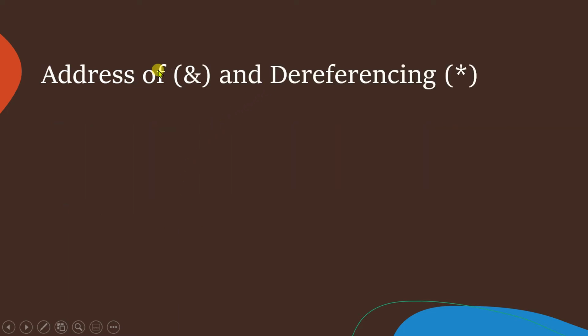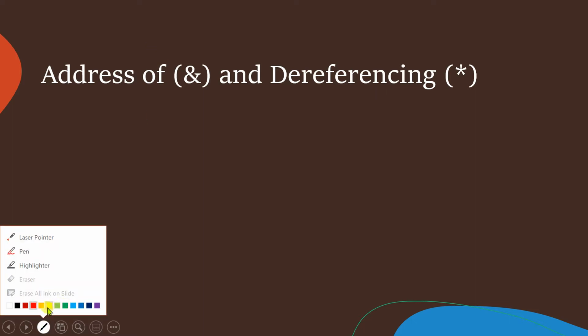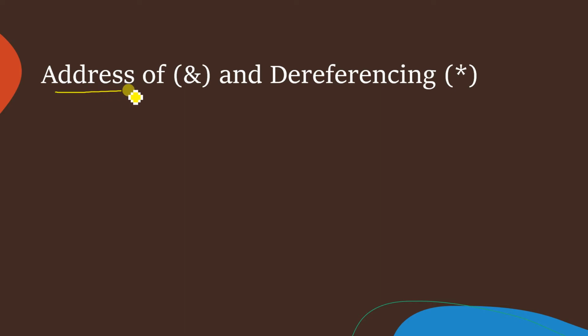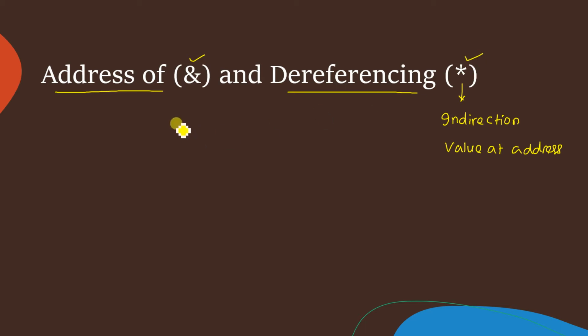Well, so let us first discuss ampersand. Ampersand is called the address of operator. And the second one, the star operator, is called the dereferencing operator. Sometimes it is also called the indirection operator, or sometimes the value at address operator. Actually both these operators, ampersand and star, are used in the concept of pointers. Pointer is a separate chapter. So whenever we discuss the pointer concept, there I will explain the address of and dereferencing operators.